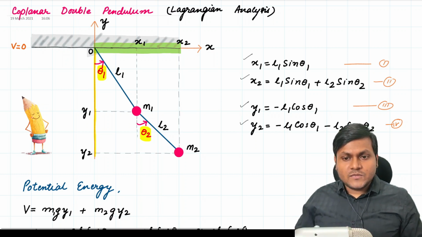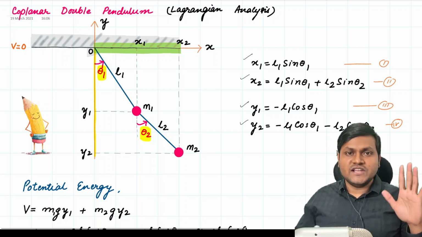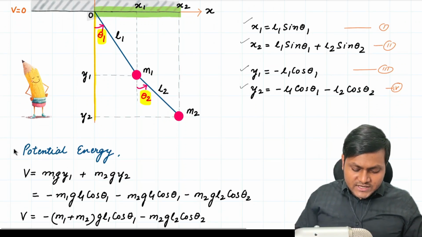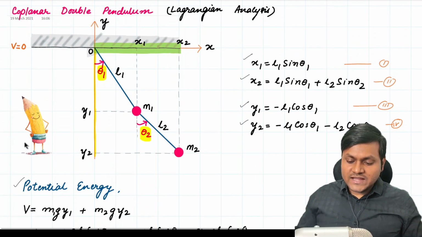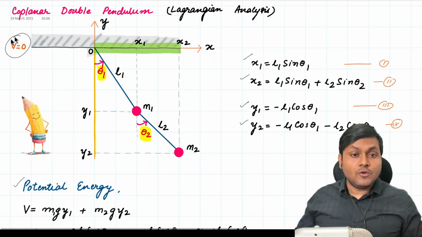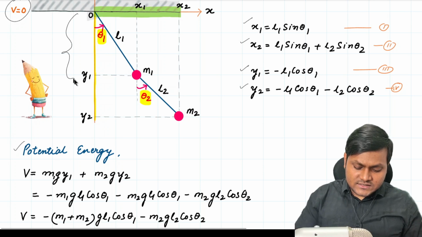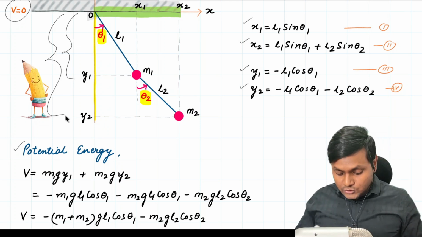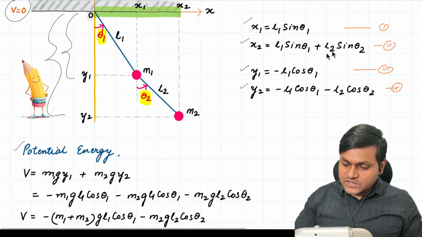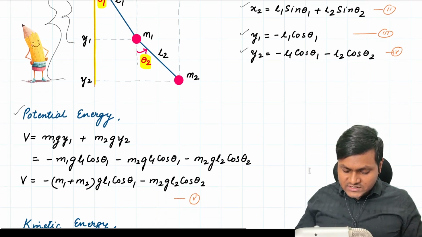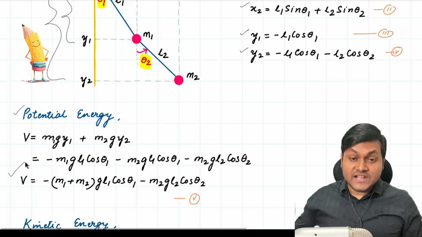And from there, to obtain the Lagrangian, I calculated the potential and the kinetic energy. The potential energy is kind of obvious. If I choose that the ceiling has zero potential reference, then the potential energy is nothing but this distance m1g y1 and this distance m2g y2. I substituted these transformation equations from 1, 2, 3, 4 into this, and I obtained the potential energy expression.